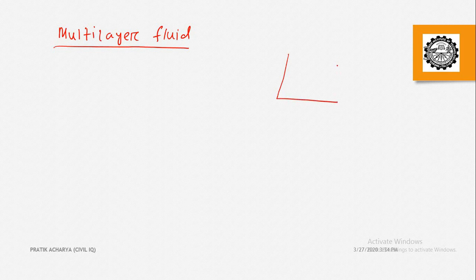Suppose this is my container in which there are layers of liquid. Suppose the layer heights are H1, H2 and H3, and the densities of the liquids are ρ1, ρ2 and ρ3. Suppose this is oil, this is water, and this is mercury. Suppose you have submerged one body which is touching all these layers. This is my body, which is actually touching all the layers.